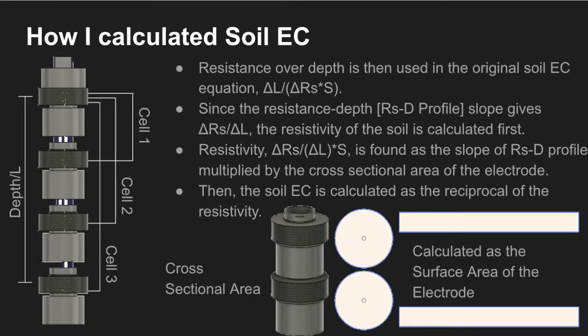For the final calculations, I take the resistance over the depth of each cell in the entire sensor and use it to calculate the resistivity of the soil. The resistivity of the soil is calculated as the slope of the RSD, or resistance over depth, chart multiplied by the cross-sectional area of the electrode. Since the resistivity is the reciprocal of conductivity, I can then find my soil EC by taking my resistivity value and finding its inverse. I then proceeded to test my sensor in 3 different prototypes.